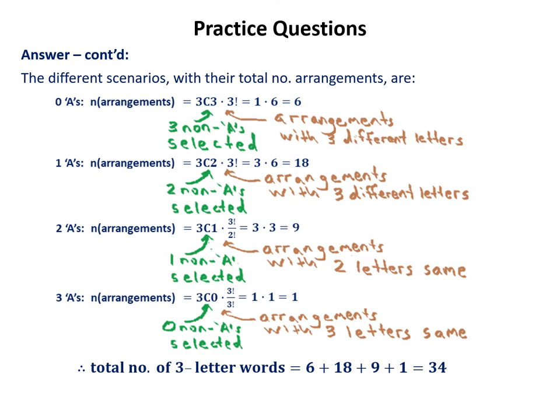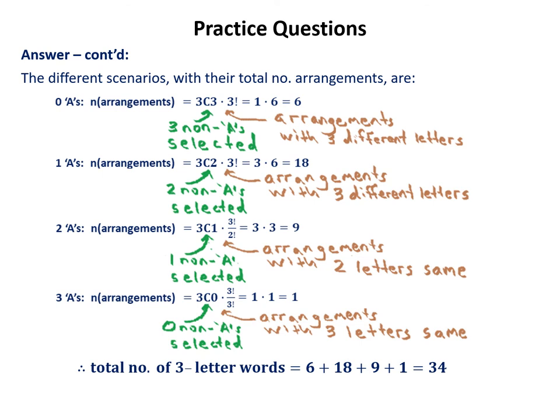So in the first scenario, if we have zero A's, that means that all three of the letters in the string are non-A's, and there are three to choose from, the C, the N, and the D. So that would be 3 choose 3. And then we have to arrange those. Now they'll all be different letters in this case. So the permutation for that would be 3 factorial. So the number of arrangements is 3 choose 3 times 3 factorial, which equals 1 times 6, which equals 6.